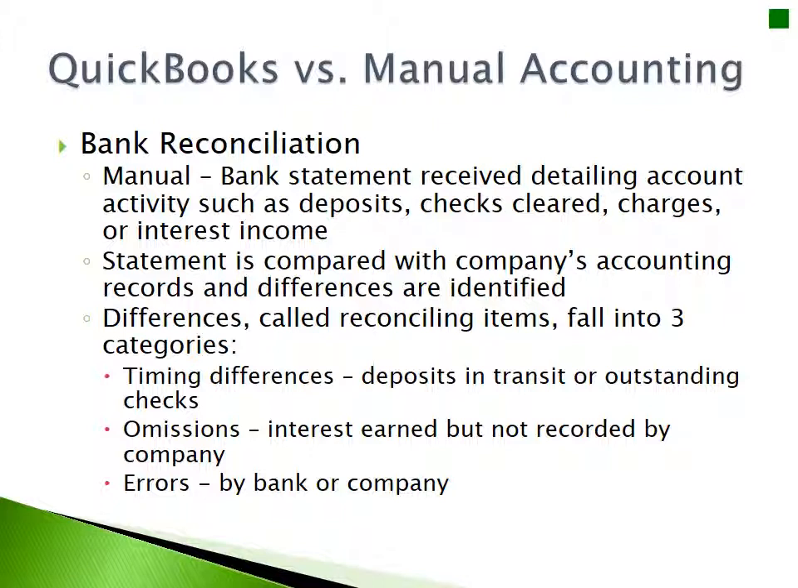Timing differences include deposits in transit or outstanding checks. Omissions include interest earned that the bank has recorded but the company has not, and errors by either the bank or the company. If timing and omissions are corrected and there are no errors, the adjusted bank balance will agree with the company's adjusted balance. If there are errors, the difference will remain until the error is found and corrected.